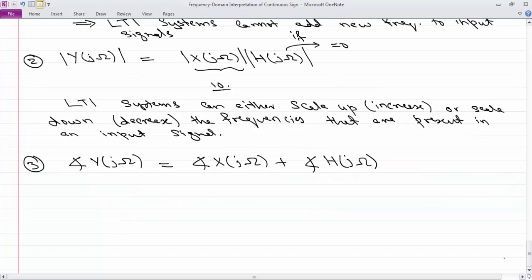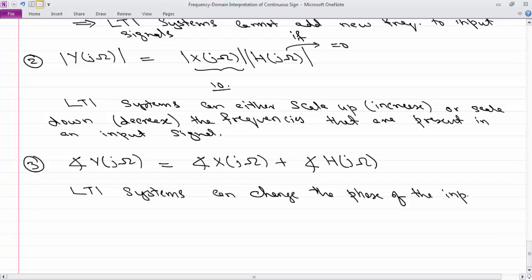That follows by writing the formula in the polar form, right? Now, this means that LTI systems can change the phase of the input frequencies.